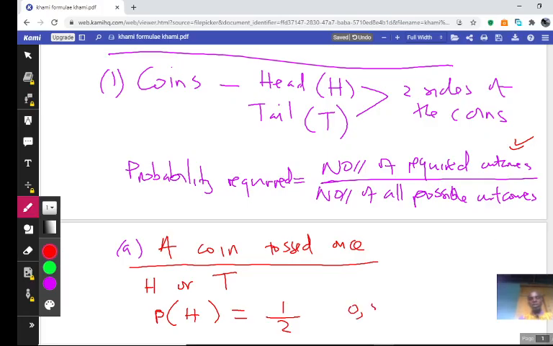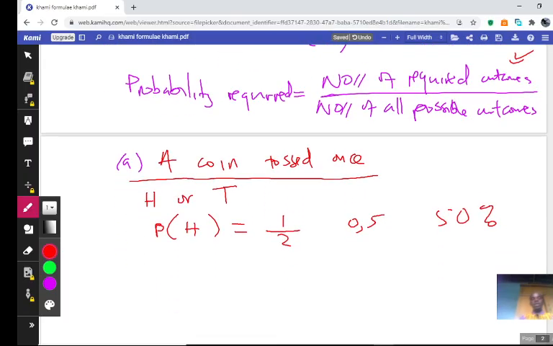You can also say 0.5 is still the same, or 50% is still the same, but just use half. That one is better that way. Then even a tail, the probability of tossing a coin in this case, will still be 1 over 2. Then another scenario is a coin tossed twice.